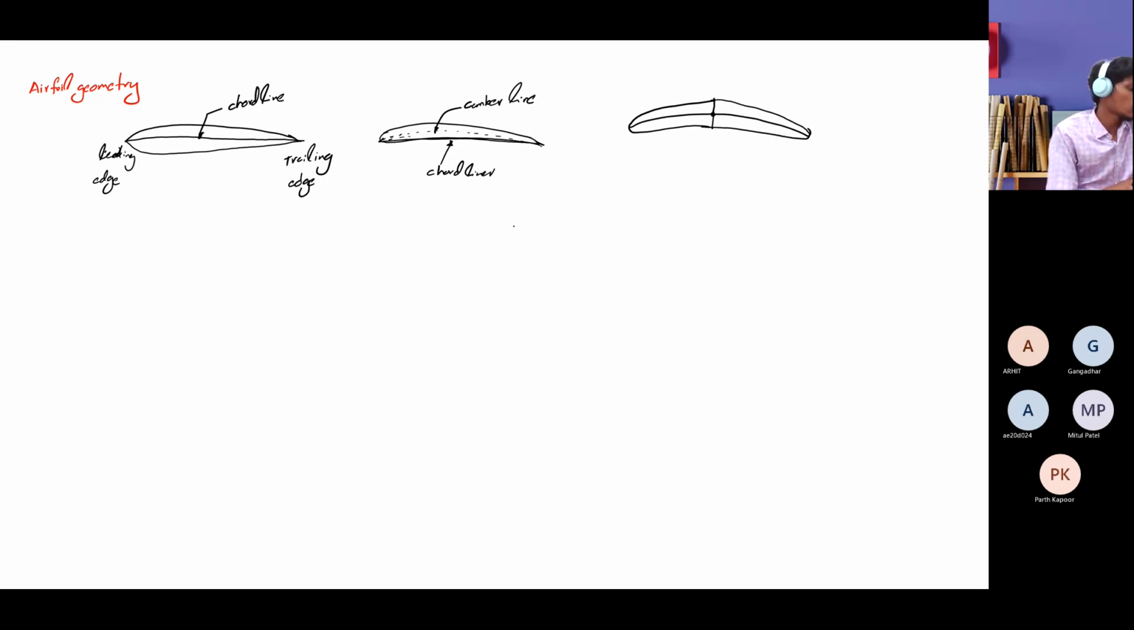So these are the important terminology, and thickness is also a key parameter for symmetric and asymmetric aerofoils. The maximum thickness location is not discussed anywhere, but you need to understand where it is. It is around 0.3 of the chord, 0.3 times the chord, where your maximum thickness is present.